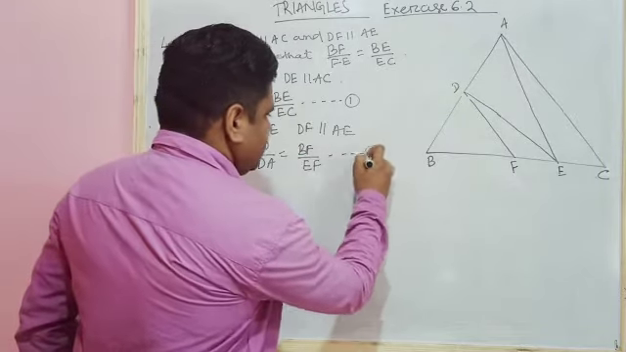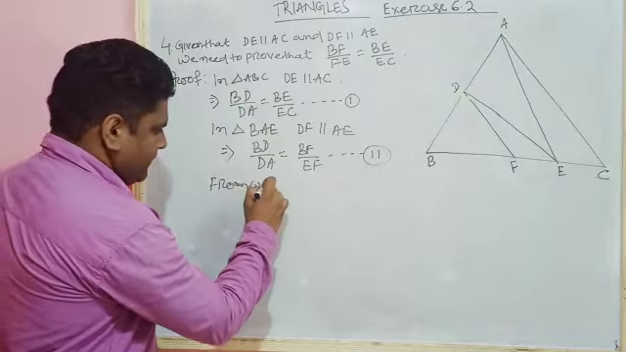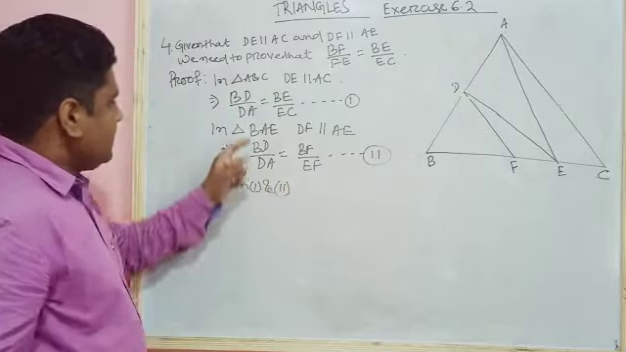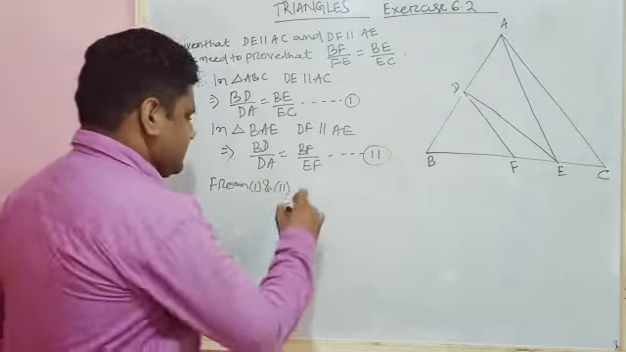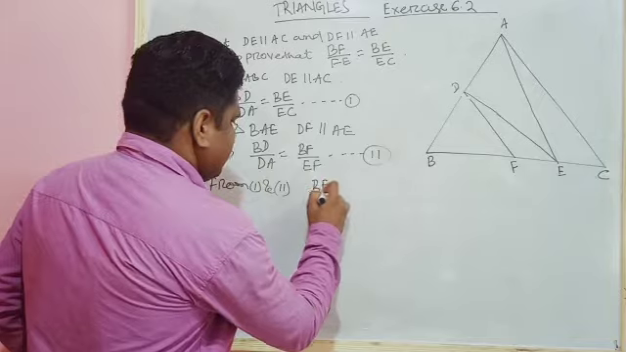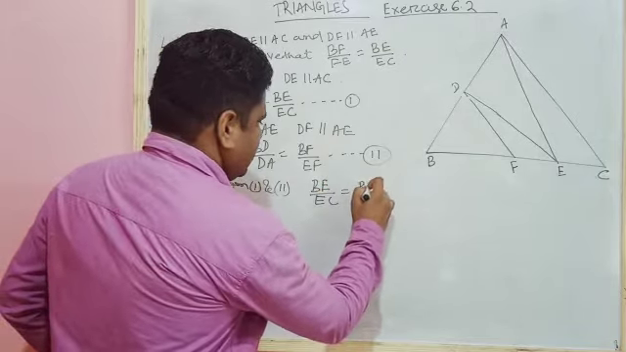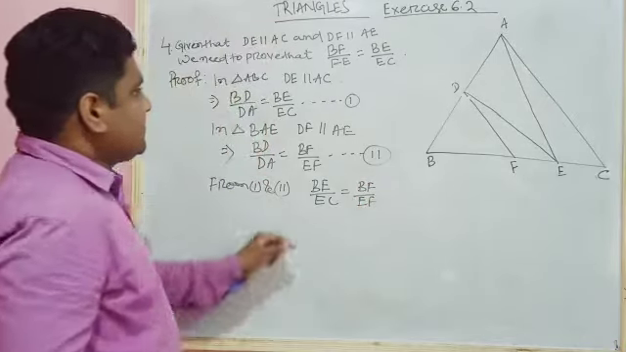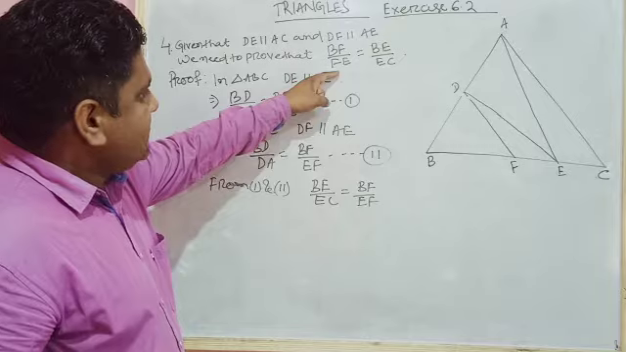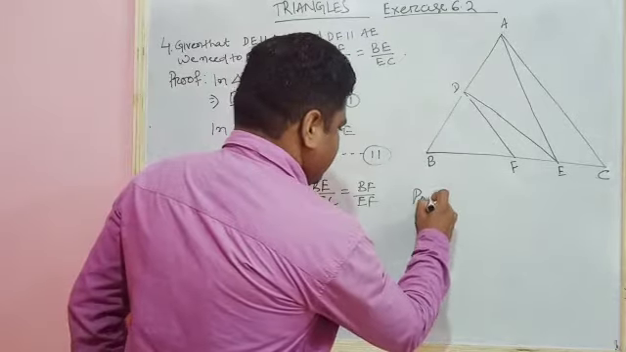Let it be equation 2. From equation 1 and 2, see here, LHS of both these equations are equal, so we must write RHS is equal. Means BE by EC is equal to BF by EF. We have to prove that BF by EF equal to BE by EC, so it is proved now.